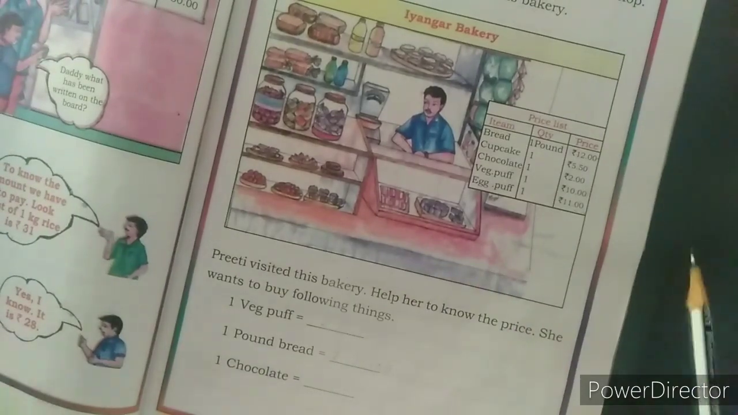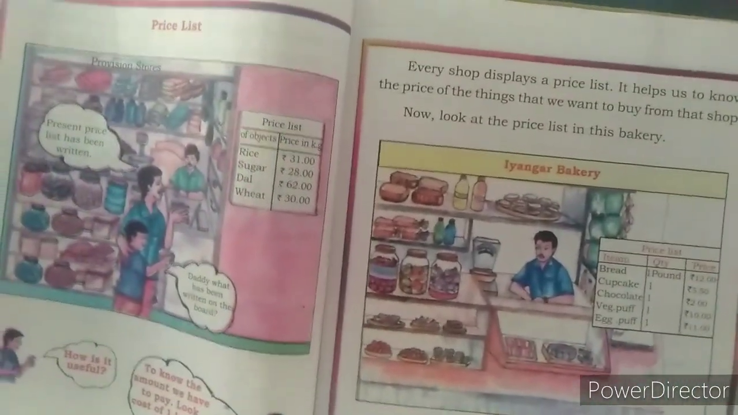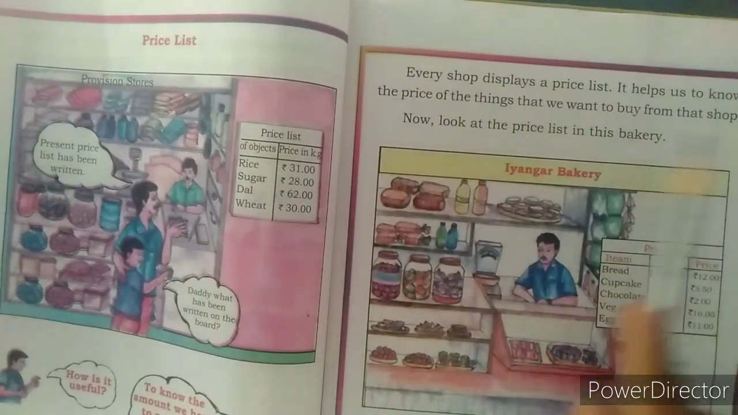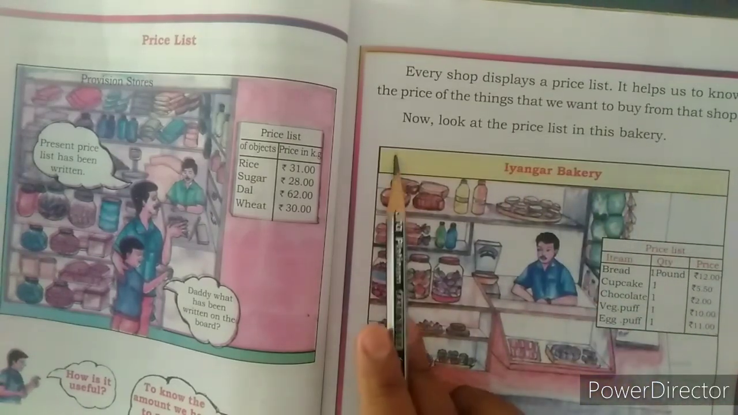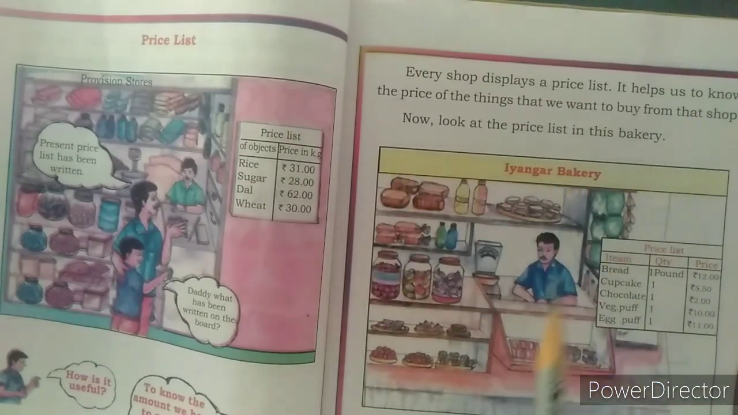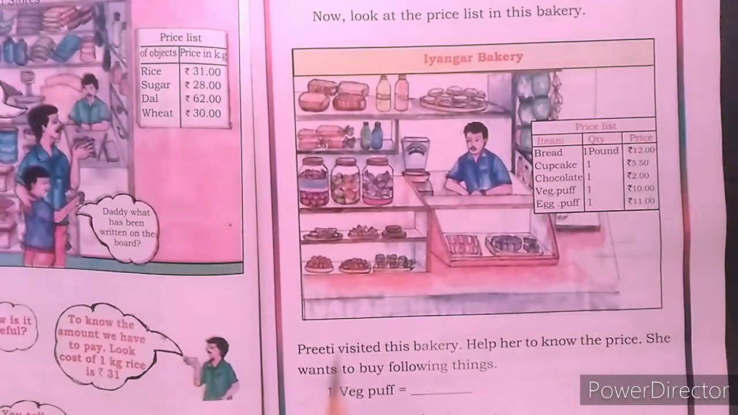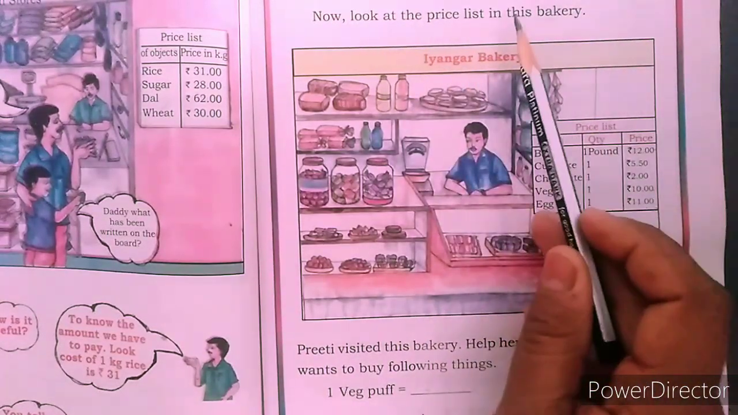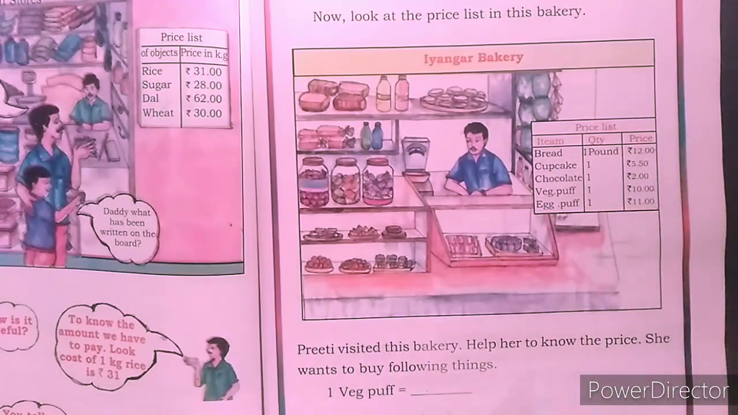Now here is one bakery, children. Every shop displays a price list. It helps us to know the price of the things that we want to buy from that shop. Now look at the price list in the bakery. Every shop will display a price list, and whatever we want to buy, we can see the price list and we can buy.